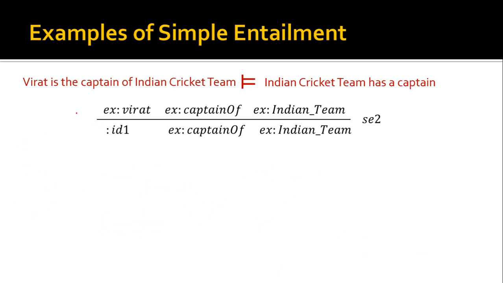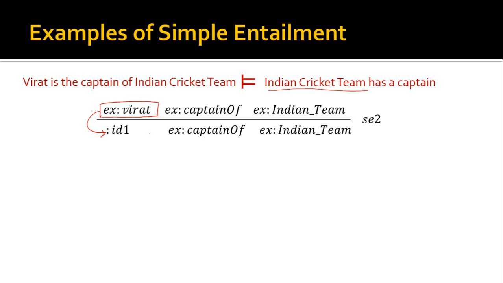Let's say you have an entailment like this. Virat is the captain of Indian cricket team, and this entails that Indian cricket team has a captain, right? So how can we write that? Virat is a captain of Indian cricket team, and from this I can say that someone is a captain of Indian cricket team, which is another way to say Indian cricket team has a captain. So we have weakened this specific entity Virat using the ID1, right?